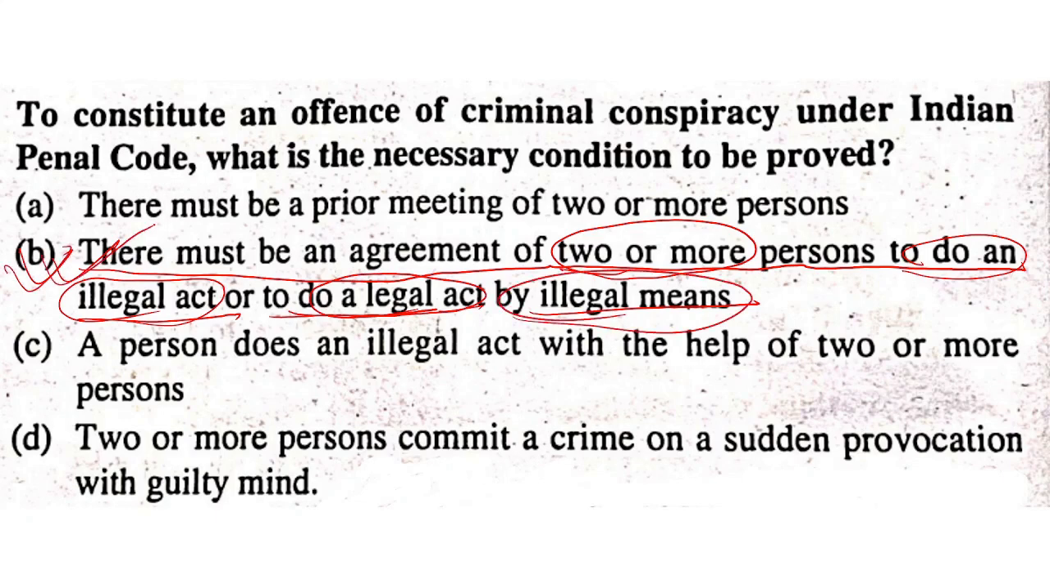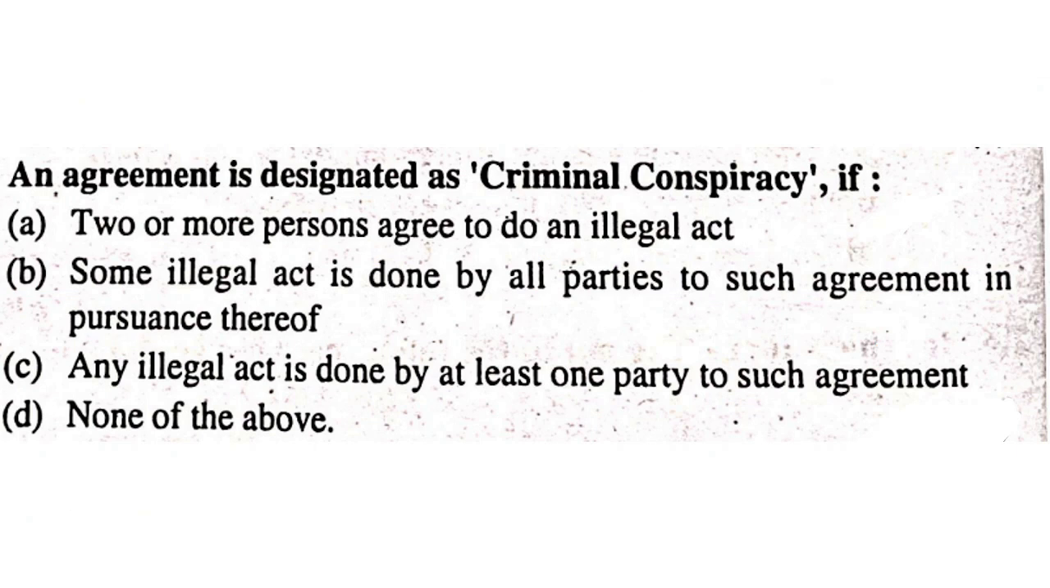This is criminal conspiracy. An agreement is designated as criminal conspiracy if two or more persons agree to do an illegal act. Is correct. Some illegal act is done by all parties to such agreement in pursuance thereof. Any illegal act is done by at least one party to such agreement. Two or more persons agree to do an illegal act. It is correct.